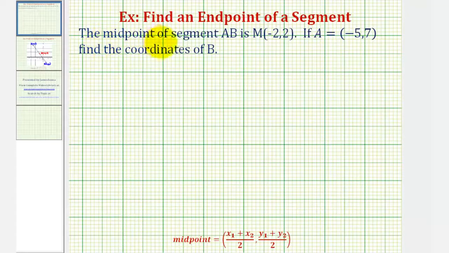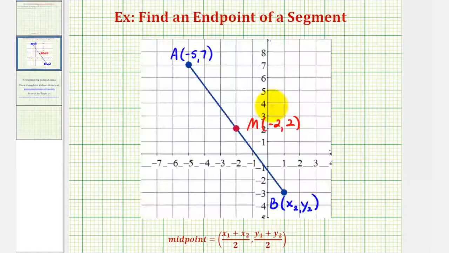In this problem, we're told the midpoint of the segment AB is point M with coordinates (-2, 2), and if A, one of the endpoints of the segment, has coordinates (-5, 7), we want to find the coordinates of the other endpoint, or the coordinates of point B. Let's take a look at a graph of the given information.